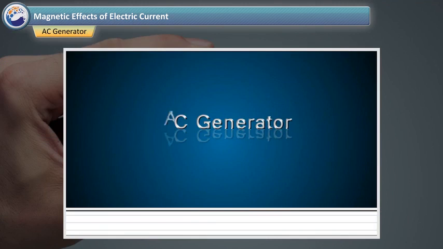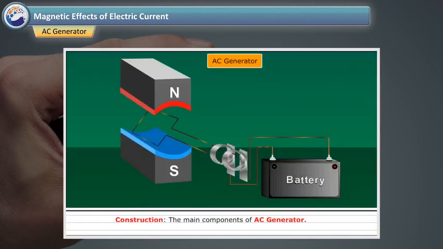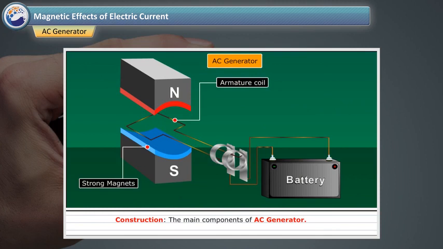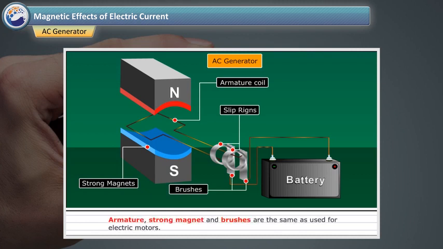AC generator. Construction. The main components of AC generator: Number 1, Armature. Number 2, Strong magnets. Number 3, Slip rings and Number 4, Brushes. Armature, strong magnet and brushes are the same as used for electric motors.